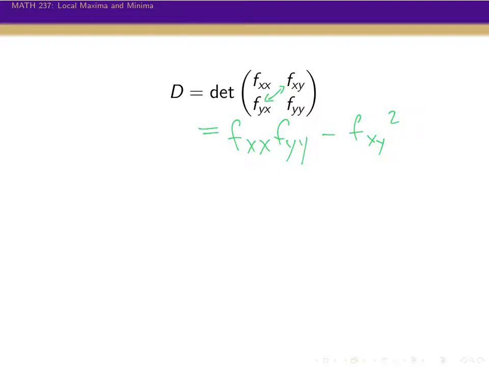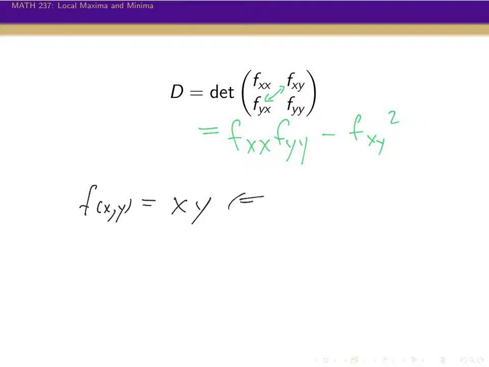And so I think one good example to think about what can go on here is what if our function is just x times y. And so this has, you can double check this, going through the partials.